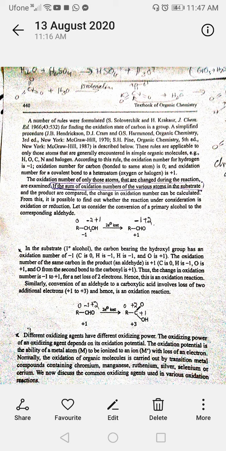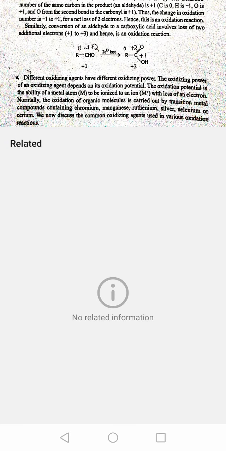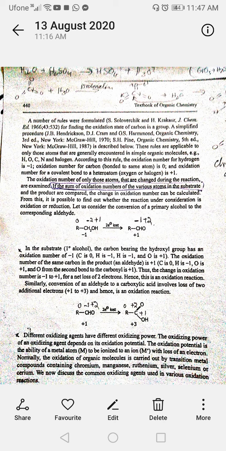Now, when an oxidizing agent is present, the oxidizing agent will be reduced during the reaction, and the reducing agent will be oxidized in the reaction. Different oxidizing agents have different oxidizing power.